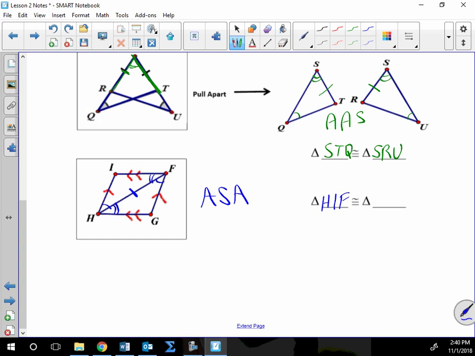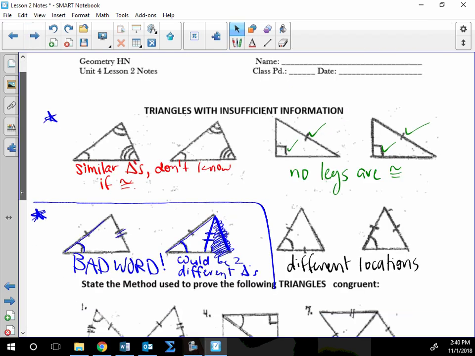Okay, did you guys get angle, side, angle for this? What did you get that matches up with H? On your other statement, what matches up with H? F, good. What matches up with I? Okay, questions on that? Okay, we'll clear the back side, bottom of the page.